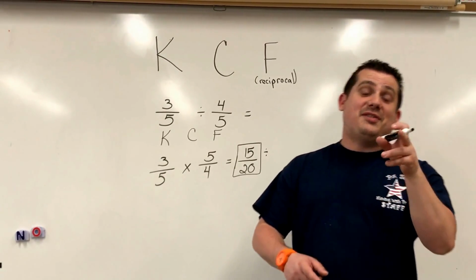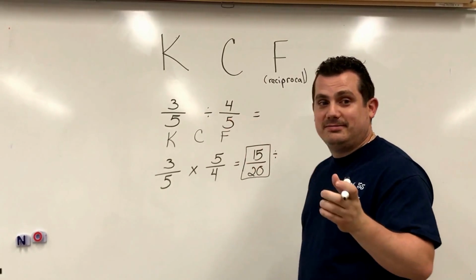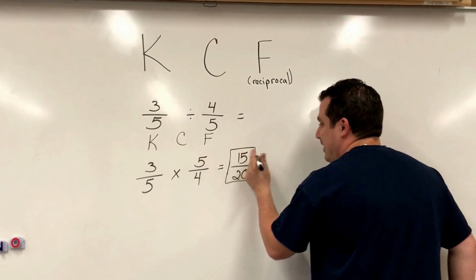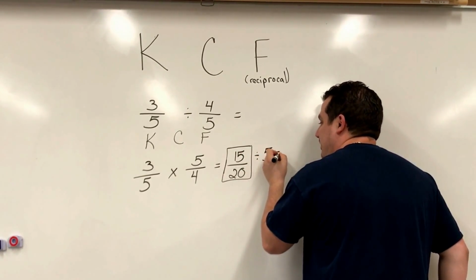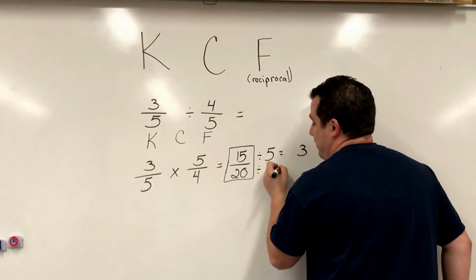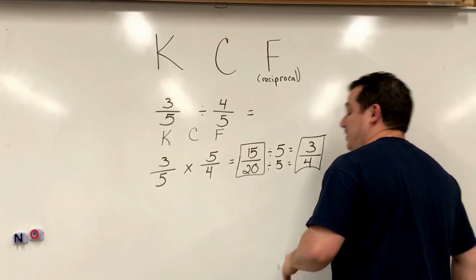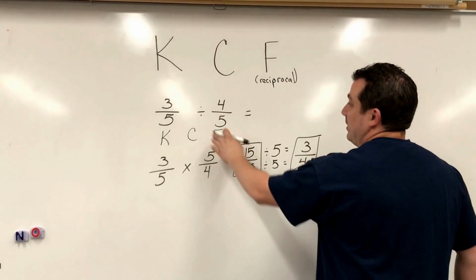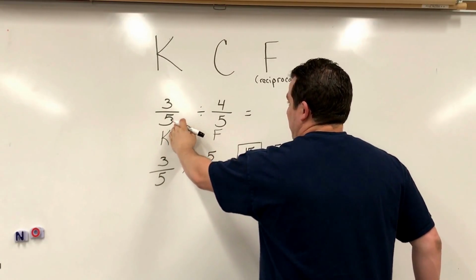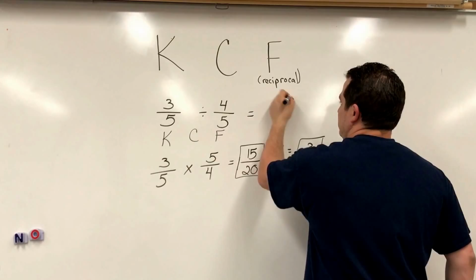What factor can go into 15 that can also go into 20? Anyone? It's 5. 15 divided by 5 equals 3. 20 divided by 5 equals 4. So the simplest form is 3/4. So 3/5 divided by 4/5 equals 3/4.